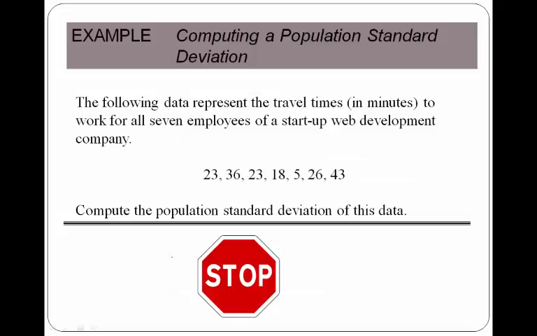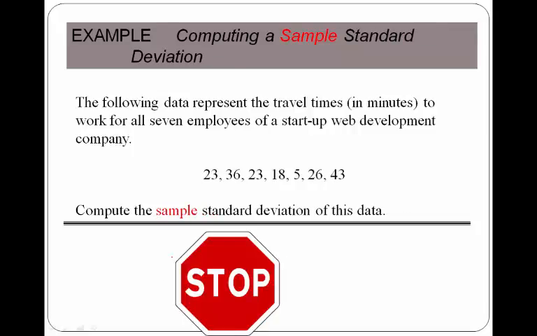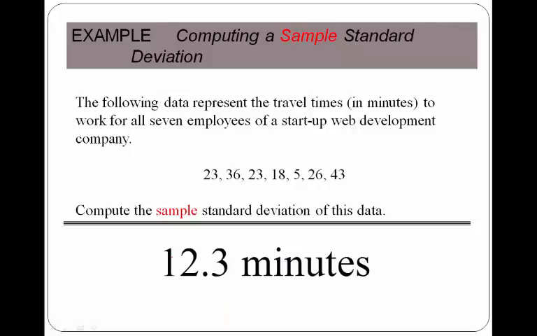Now see if you can compute the standard deviation for our startup web company data. You should find that the population standard deviation of this data is 11.4 minutes. Now compute the sample standard deviation. And this should just be a matter of reading the other value off your display. That should be 12.3 minutes.